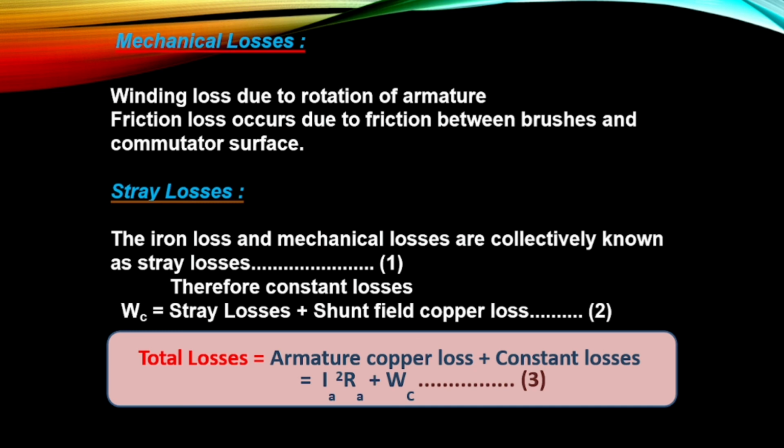This is equation 2. So, on combining all this, the total losses equal armature copper loss plus constant losses, that is equal to IA square into RA plus WC. This is equation 3. So, this is the total losses of this topic.